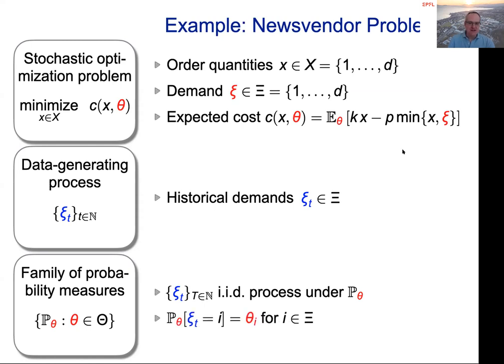The parameter theta encodes the probability mass function of the demand. That is, the components of the d-dimensional vector theta simply represent the probabilities of the different demand levels. Now, without knowing theta, the news vendor must decide how many newspapers should be ordered so as to minimize the expected cost solely on the basis of the finite number of training samples available. And this is a simple example of a data-driven decision problem.